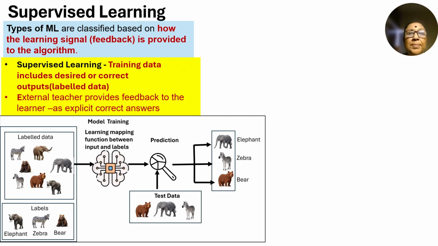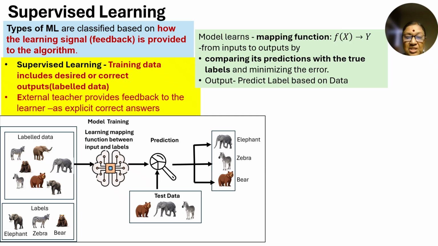Now, this is an example of supervised learning where you have label data, which are images along with the labels. The three types of data images we have here are zebra, elephant, and bear. Now this label data is given to the model, and model training happens, which does a mapping between the input and output, and that is used for prediction. After the prediction model is built, you're given the test data, and the prediction happens, and the predicted images along with the label is given.